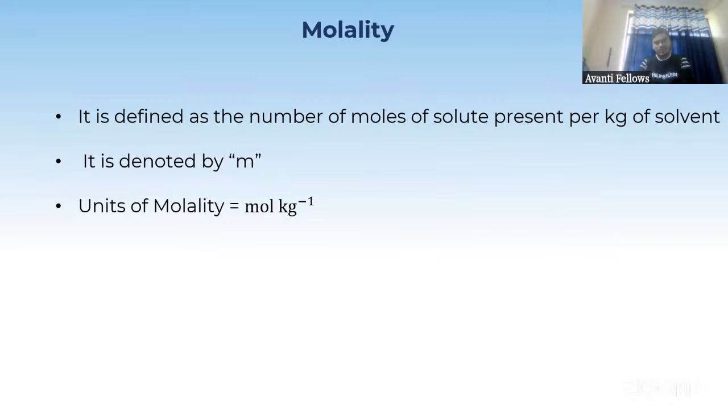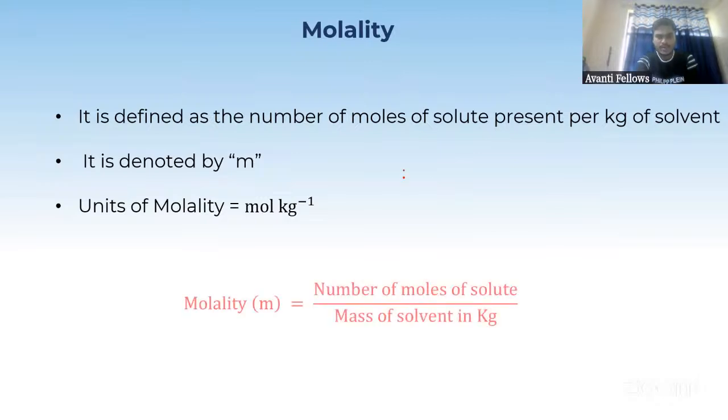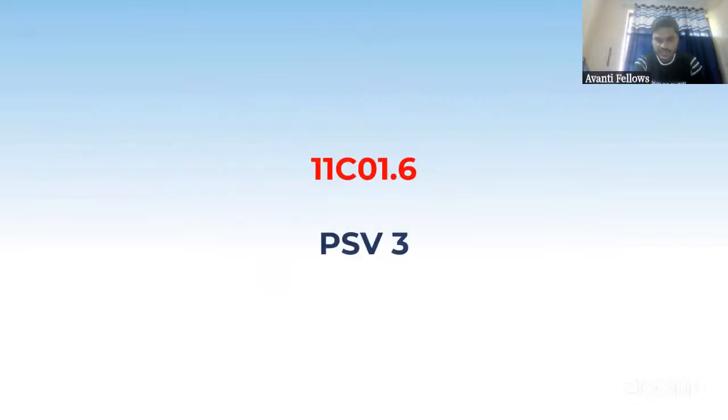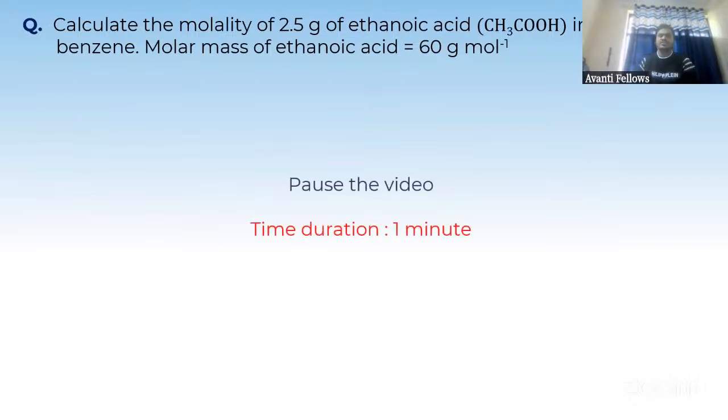It is denoted by a small m and the unit of molality is mole per kg. So it's a simple formula, just like the molarity. Instead of using volume of the solution, we are using mass of the solvent. Right. Now we have a question.